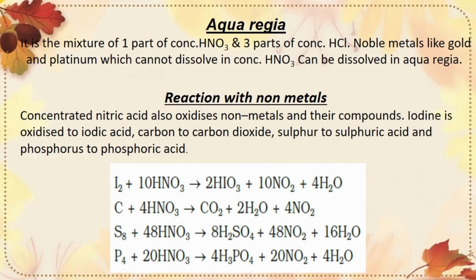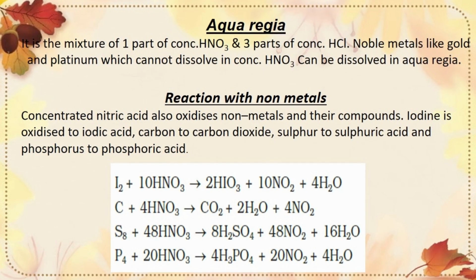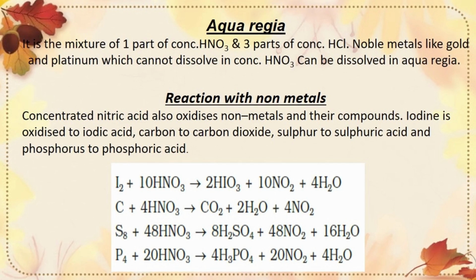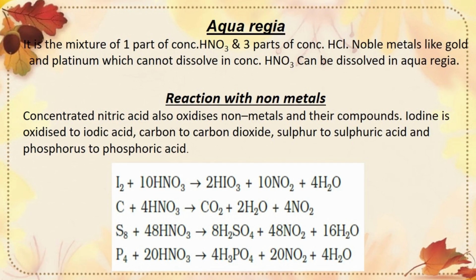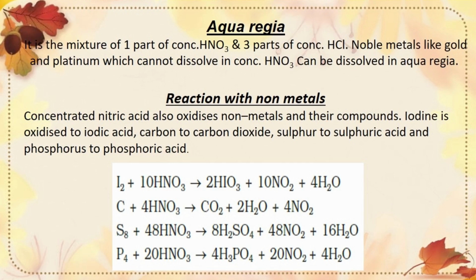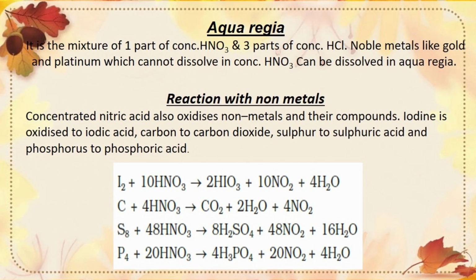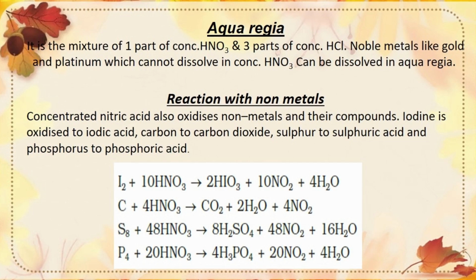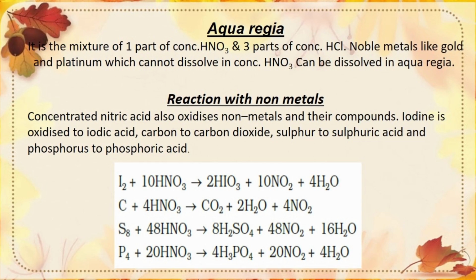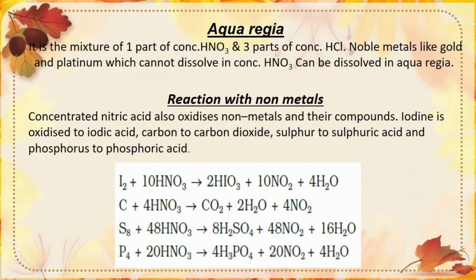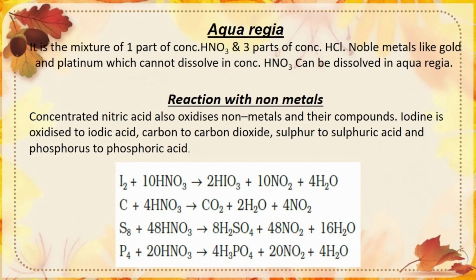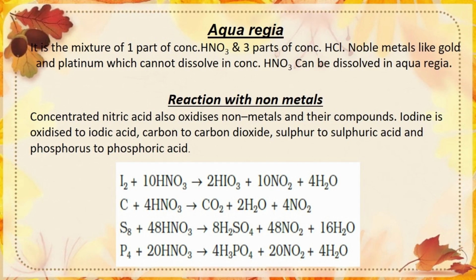Now let's see what is aqua regia. Aqua regia is a yellow-orange liquid which is obtained by mixing concentrated hydrochloric acid and concentrated nitric acid in the ratio of 3:1. This aqua regia can dissolve noble metals such as gold and platinum, but not all metals.